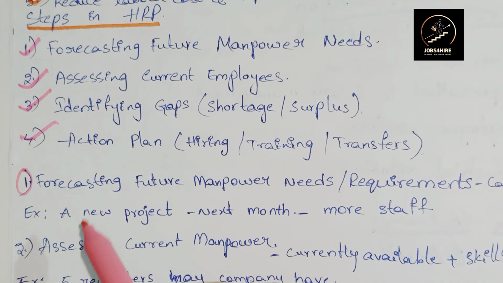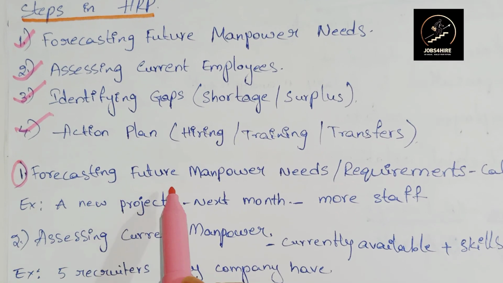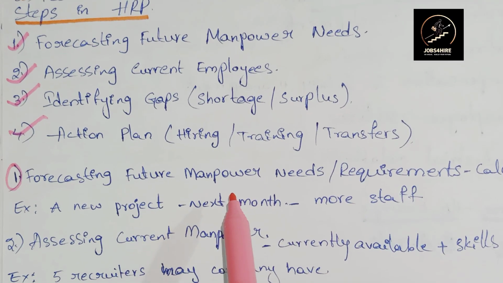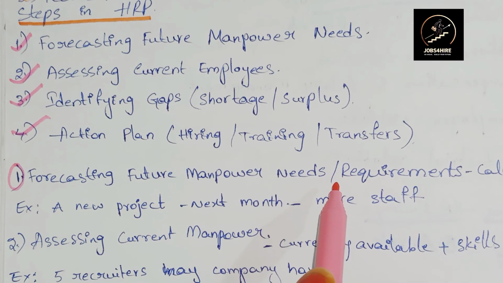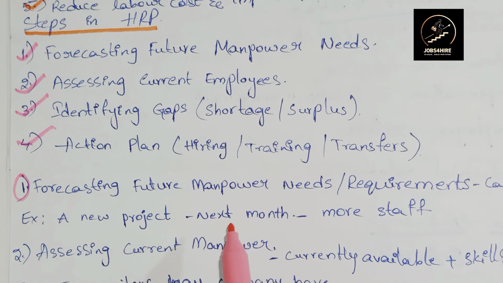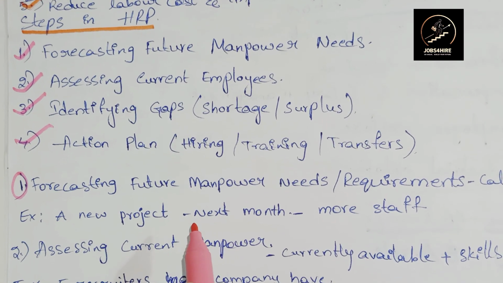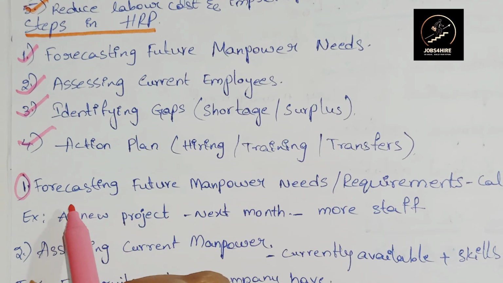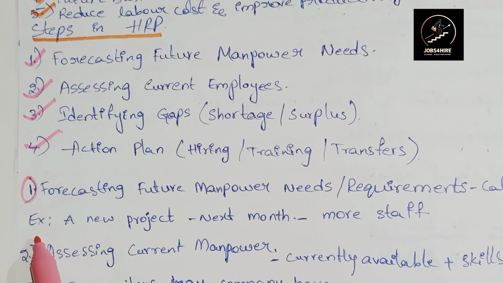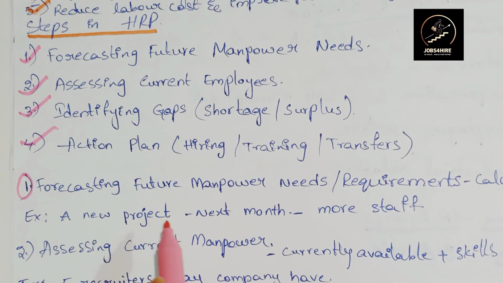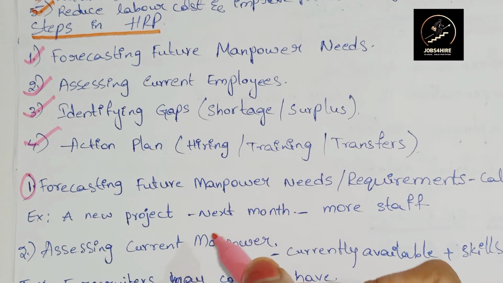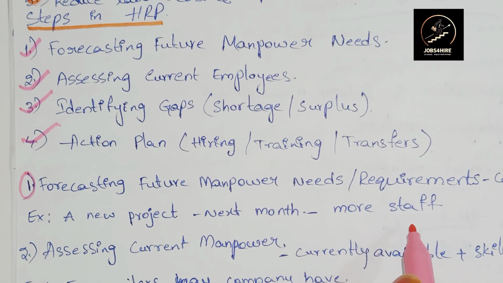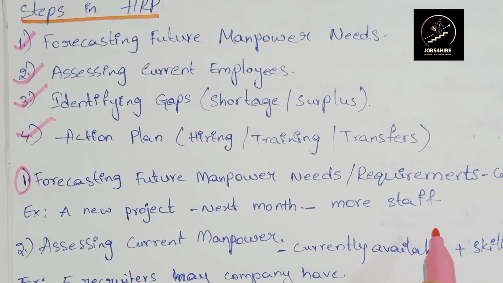So here is the first one, forecasting future manpower needs or requirements, which means the company calculates how many employees are needed further on, which means for the future. So it checks in the forecasting. For example, a new project is going to be required next month. So then the company does more staffing.